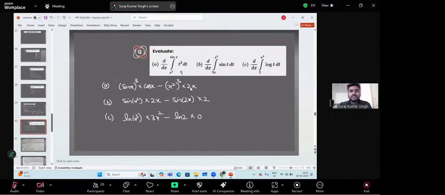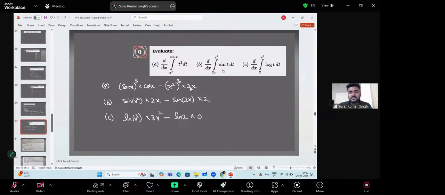Like suppose I want the derivative of the integral of t cube dt from x square to sin x. Very easy. In place of t, I will keep sin x. Here I have written sin x cube, into the derivative of sin x, that is cos x, minus the lower limit, if I keep x square to the power 3, that is x to the power 6, and the derivative of x square is 2x. So in one line we can give the answer by using the Leibniz theorem.